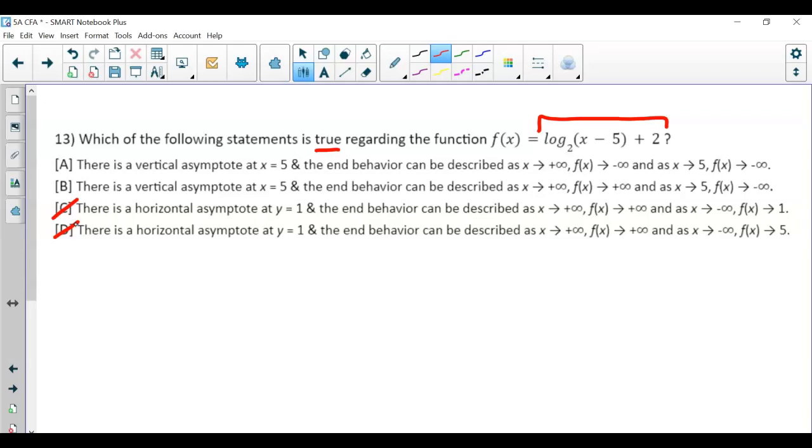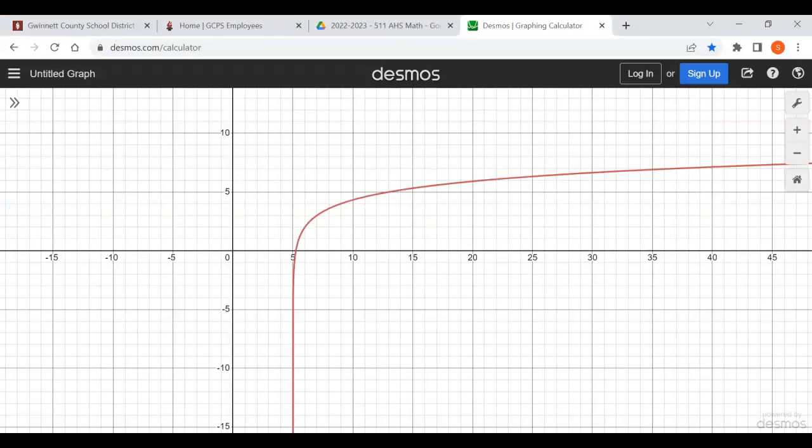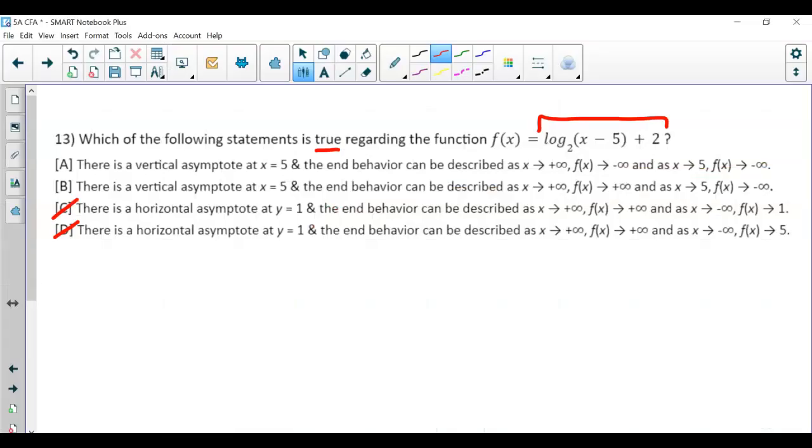So now let's check the end behavior. As x approaches infinity, going to the right, what is happening to the f of x values? Well, they are increasing, going up and up and up to positive infinity, not negative infinity. That's why the answer here was B.